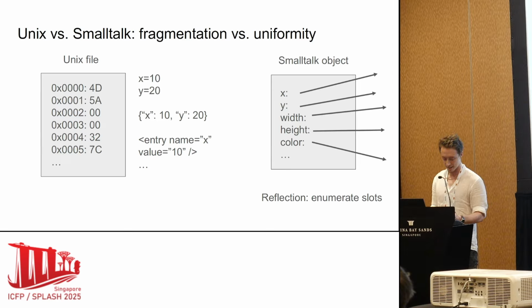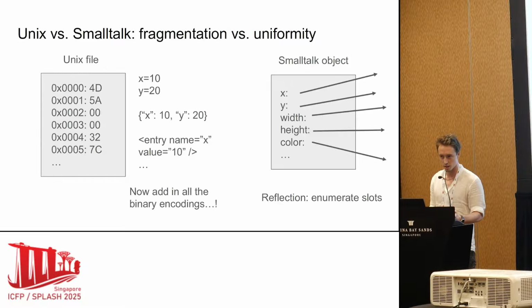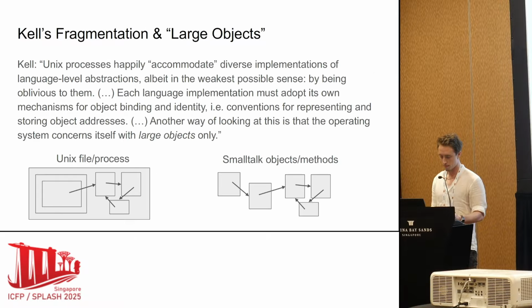We have a gazillion standard text file formats that are often used for this purpose. Each of those began its life as someone's custom solution to this sort of data encoding problem. If we also think about how to represent this information inside a running process, then an unlimited variety of binary encodings confront us. And this is what Stephen Kell calls fragmentation. He says, Unix processes happily accommodate diverse implementations of language-level abstractions, but in the weakest possible sense, by being oblivious to them. Each implementation has to adopt its own mechanisms for object binding and identity, which are conventions for representing and storing object addresses. Another way of looking at this is that the operating system concerns itself with large objects only.